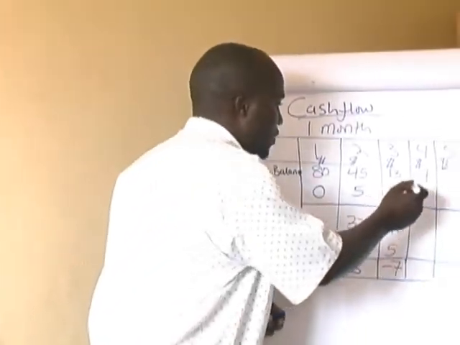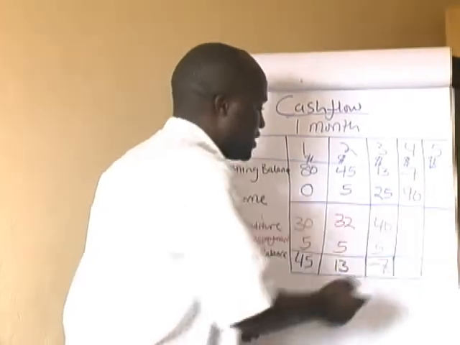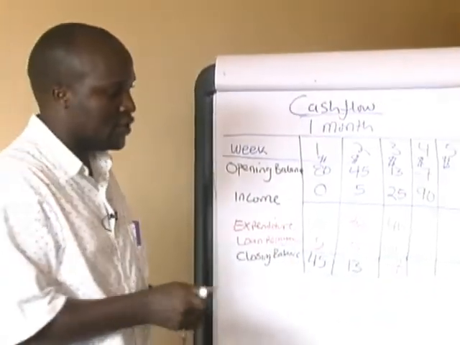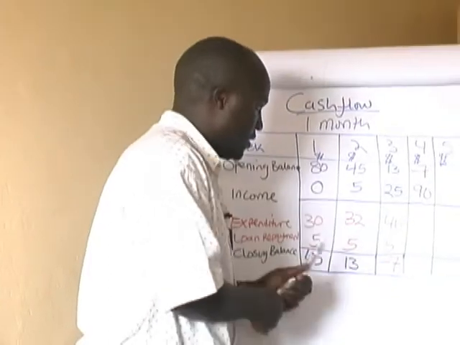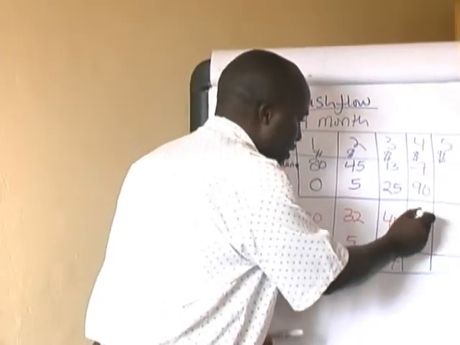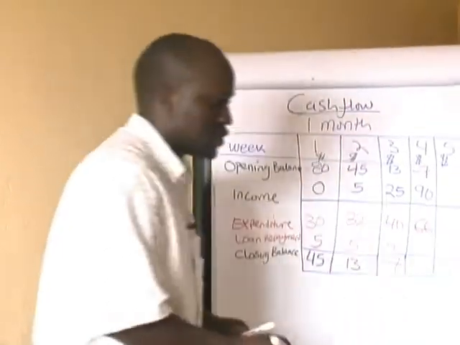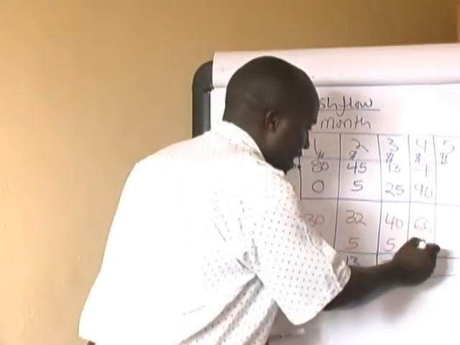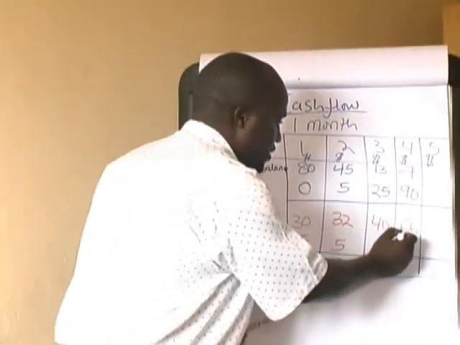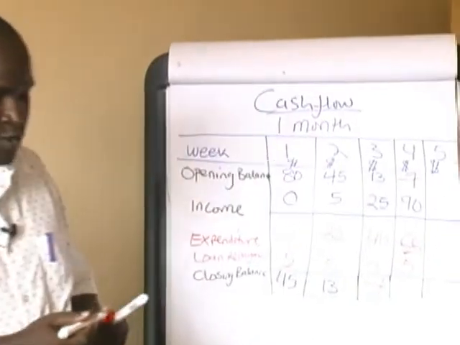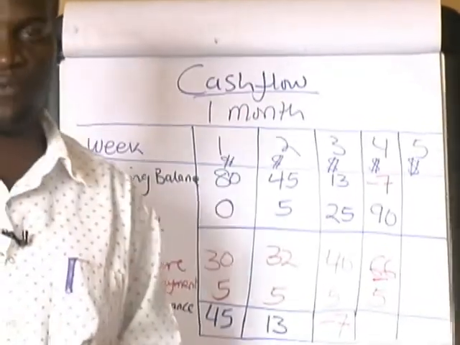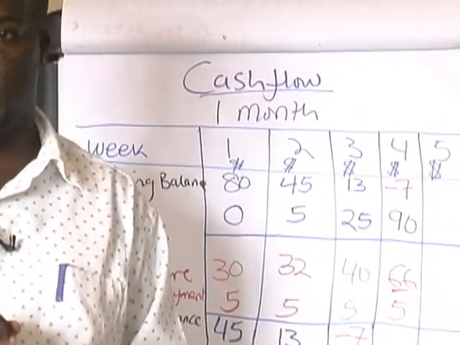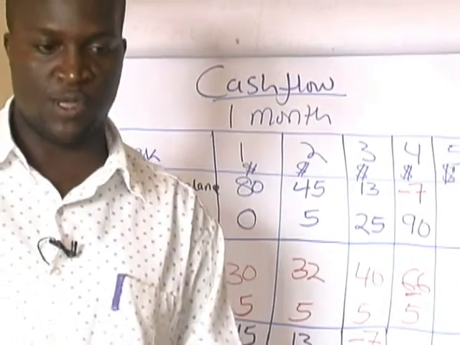So in this case, if you were lucky this month, you make $90 in cash, and then you have expenses going up to 66. You have a loan payment of 5. Now I want you to note something here: the expenses go up, and you have to ask yourself why. Whenever I sell more, why do my expenses go up?